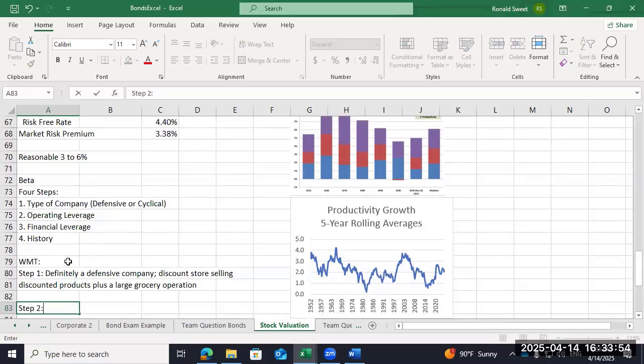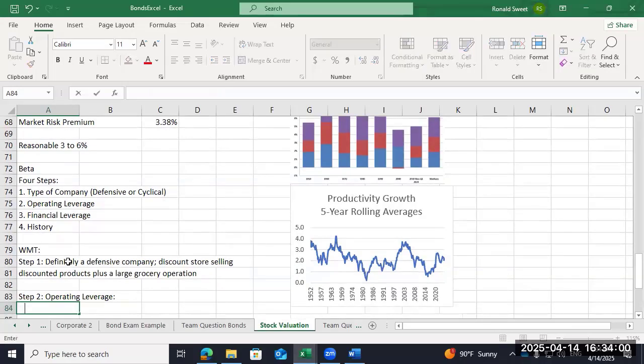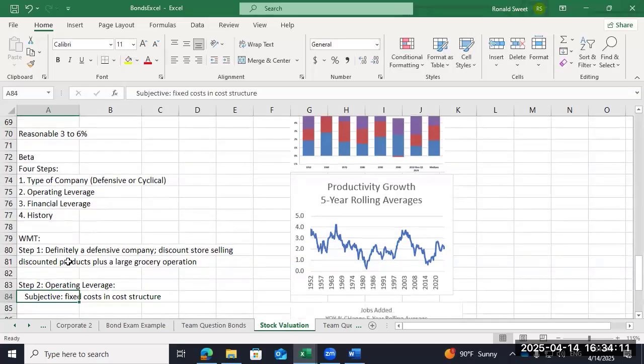Step 2 is operating leverage. So here you have a couple of things you want to talk about. First is the subjective. Fixed costs, the cost structure. That's what operating leverage is. So operating leverage is asking, is this a firm with a lot of fixed costs, which makes them really, really volatile and really risky, or is it a lot of variable costs?